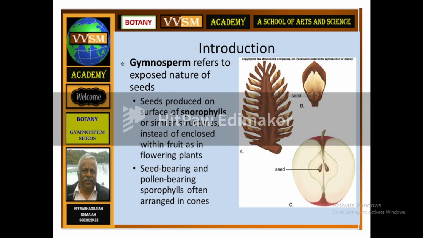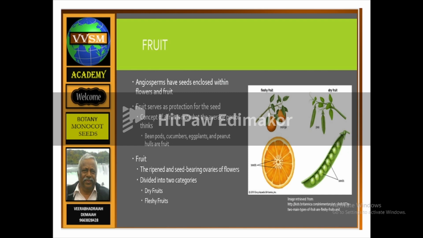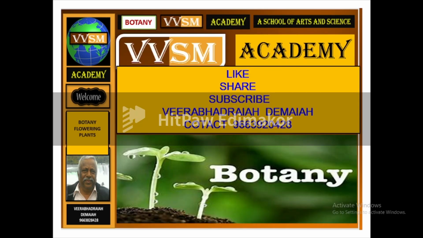Gymnosperm refers to the exposed nature of seeds. Angiosperm seeds are in a vessel. These are the fruits. So, well friends, we will study botany in the next forthcoming classes.